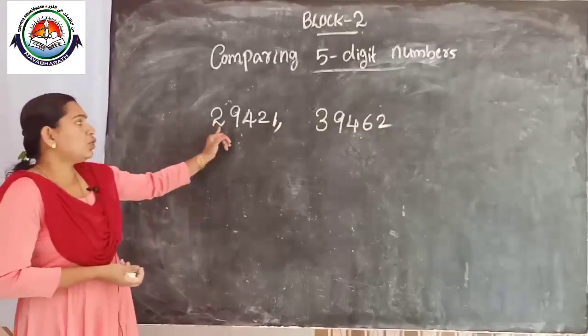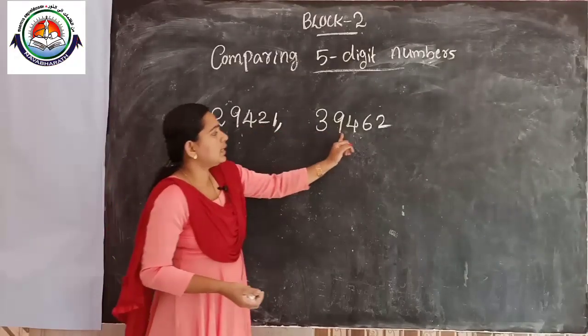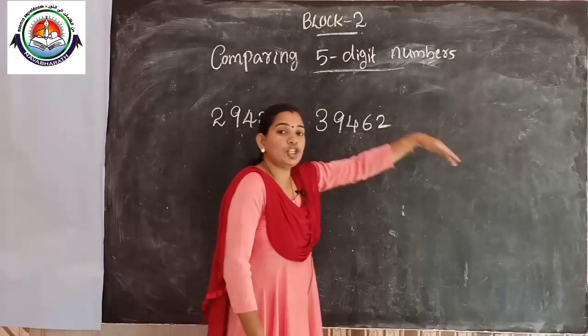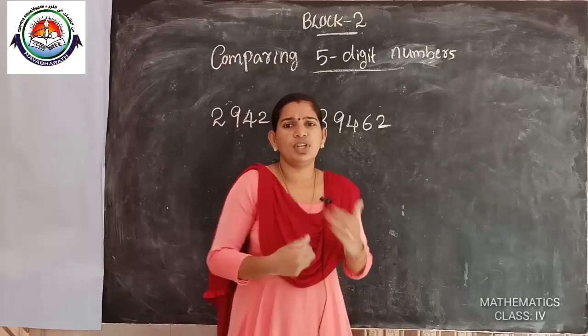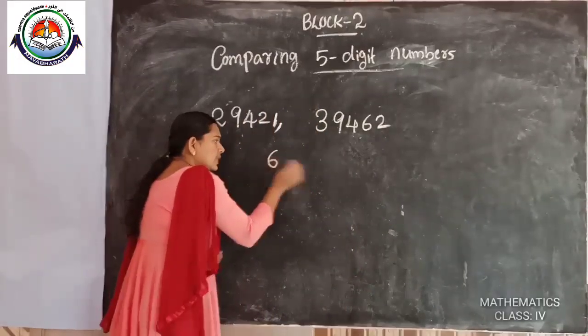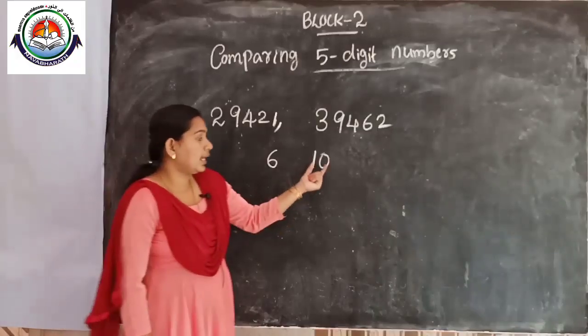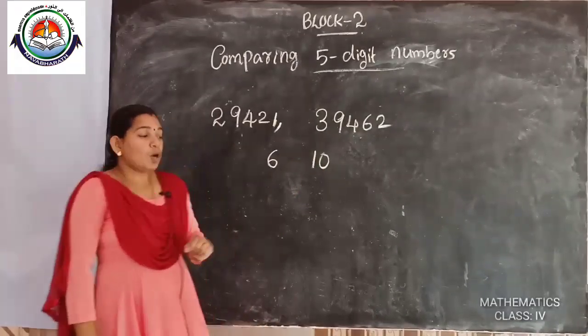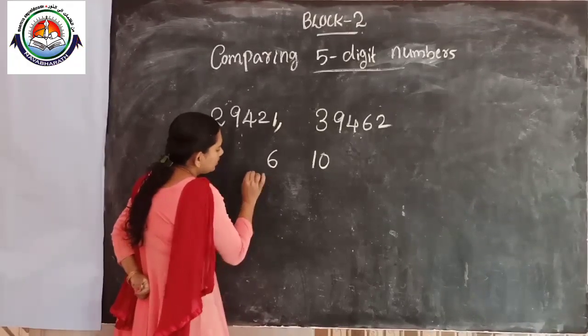29,421 and 39,462. These are the 2 numbers we are comparing. In small numbers we know how to compare. For example, 6 and 10. Which is the largest number here? 10 is the largest number and the smallest number is 6. Then 3-digit numbers.